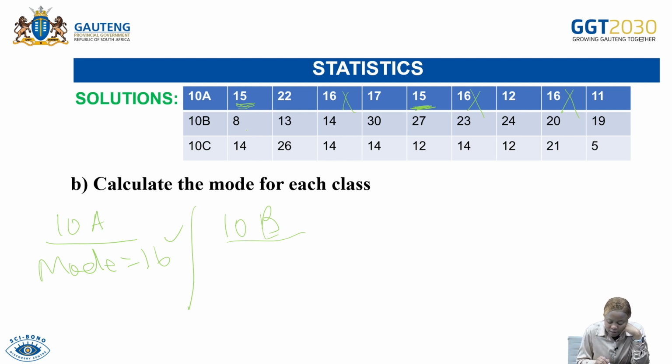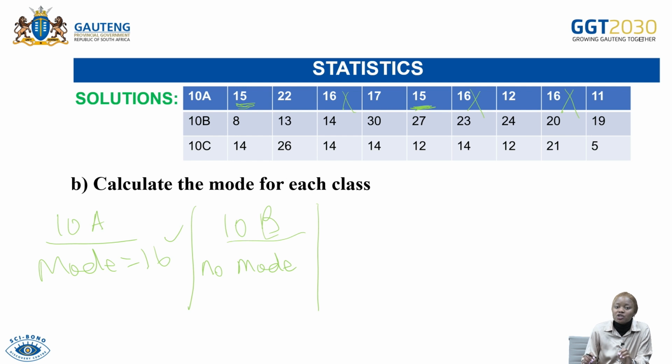Class 10B, let's check. I've got 8. Do I have another 8? No. I have 13. Do I have another 13? No. I have 14. Do I have another 14? No. I have 30. Do I have another 30? No. 27. Do I have another one? No. I've got 23. Do I have another one? No. 24, 20, and 19. So it means for the class of 10B, I don't have a mode. So you just say no mode.